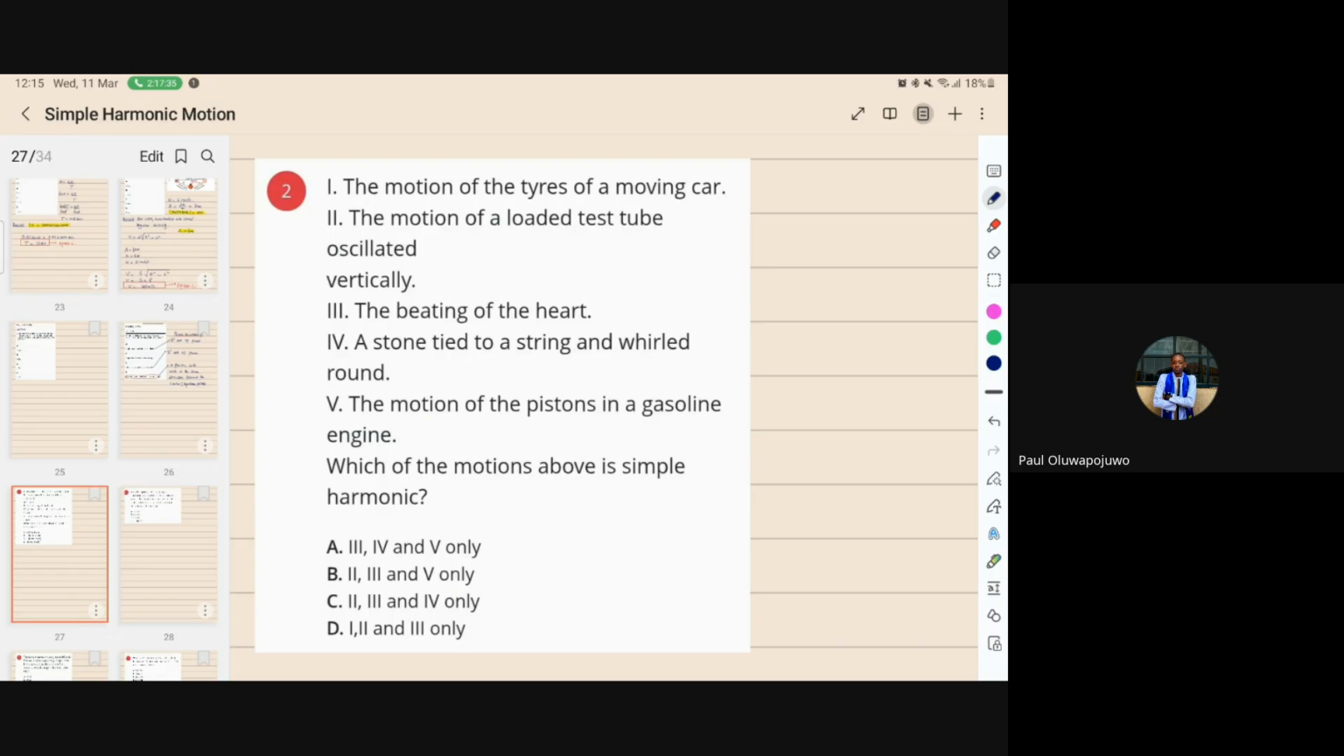B is correct because, now look at this. Yeah, B is correct, Mason. You are changing to C because the other ladies are saying C. Susan, Ferami and Titi are saying C, and you're not sure of it. The motion of the piston is confusing. Okay, the beating of the heart. People should know that the beating of the heart is simple harmonic.